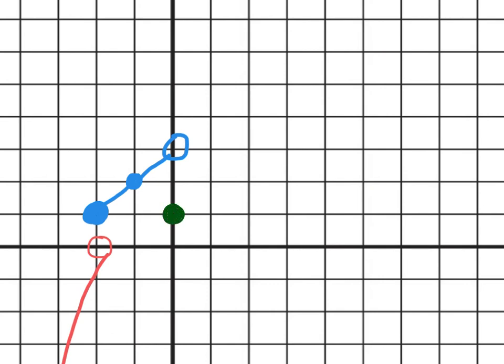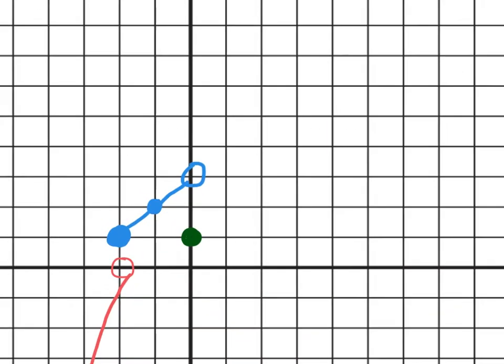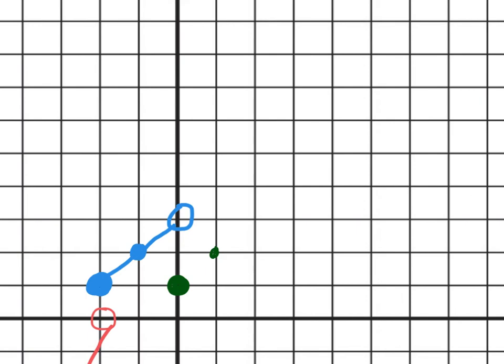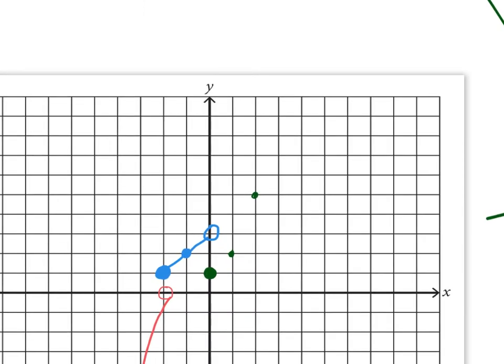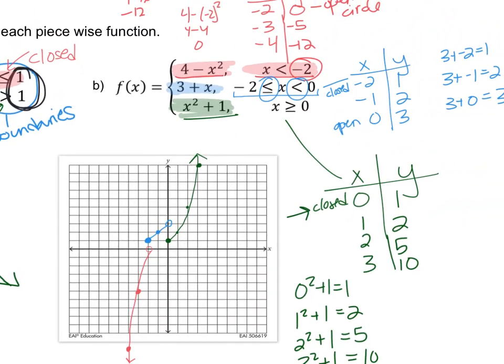And then I'm going to go to 1, 2, 2, 5, and 3, 10 will be all the way at the top. And again, this is a squared, so it should be kind of curved. And there's the green, and then I just put an arrow to show it goes on forever. So there's a good way to piece apart and use these x values to help you figure out and graph what that's going to look like.